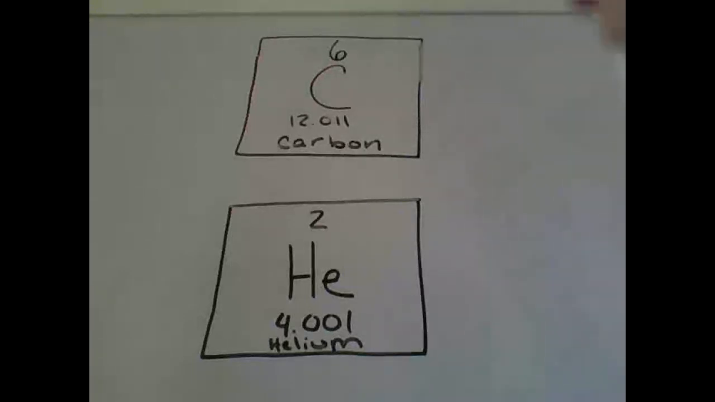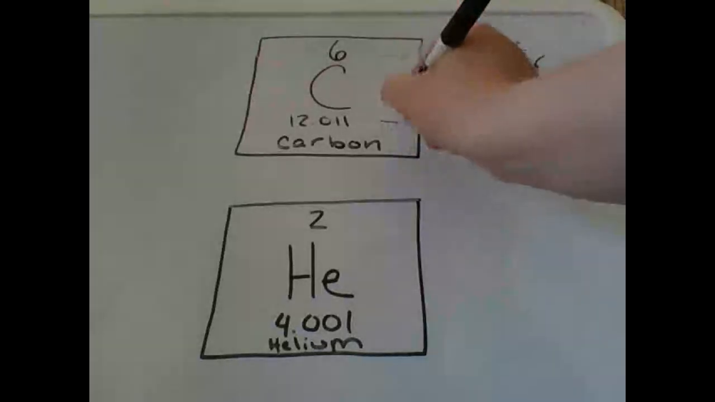The number at the top is the atomic number. The atomic number tells us the number of protons in an atom of this element. In a neutral atom, it also tells us the number of electrons. So in this carbon atom, we know we have 6 protons and 6 electrons.